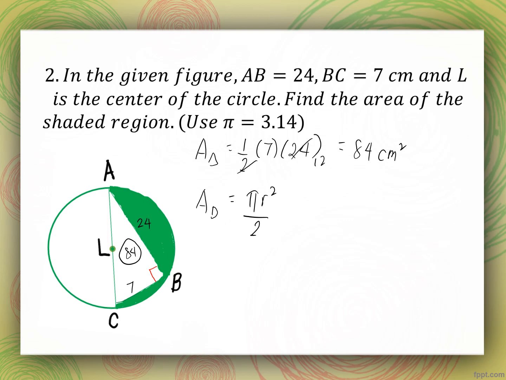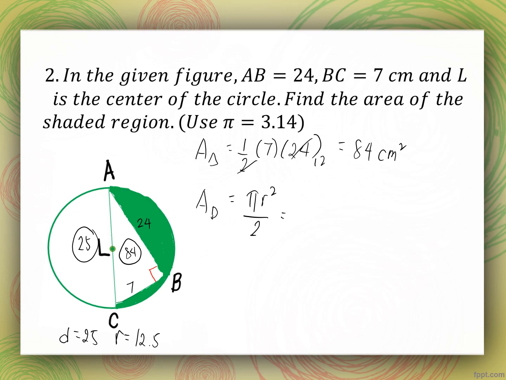So since AB is 24 and then BC is 7, AC here is our hypotenuse. So by Pythagorean theorem, if we solve this, we can find that AC is equal to 25. Okay, so the diameter of the circle is 25. So therefore, our radius is half of that, which is 12.5.